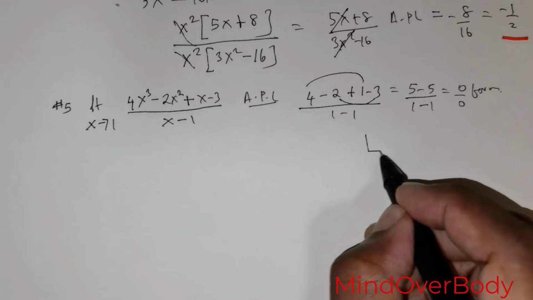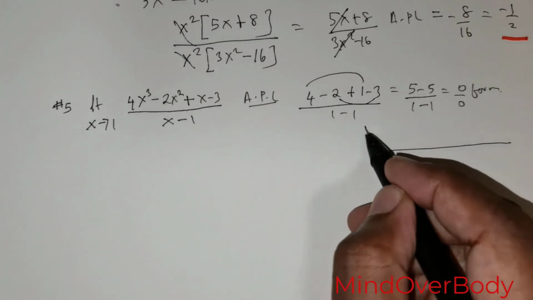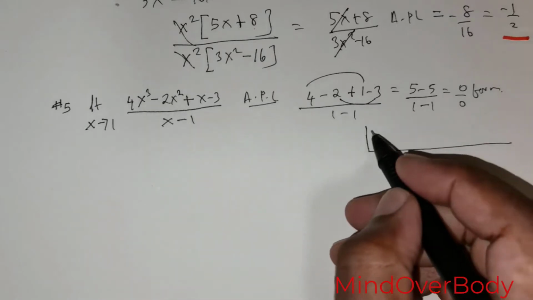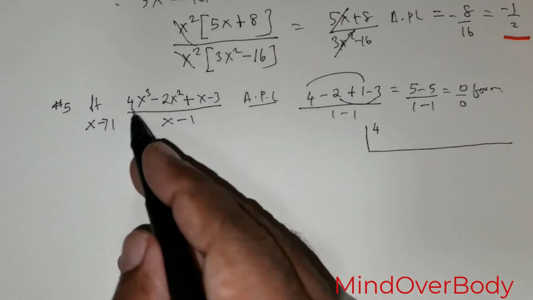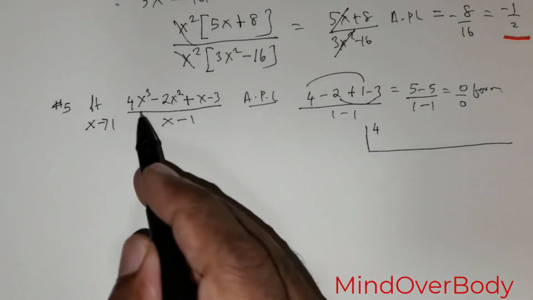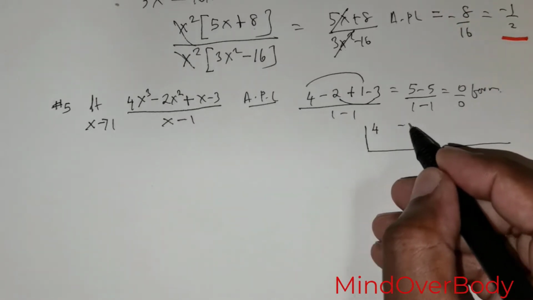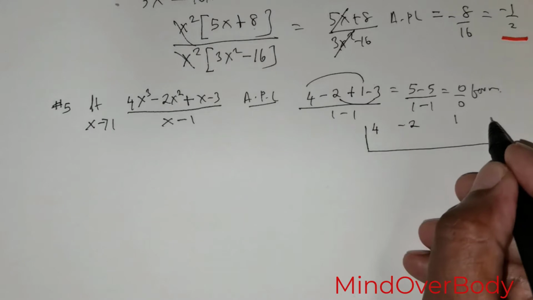Now what I wish to do is apply the concept of synthetic division in finding out the root. So I will just place 4 here, the coefficient of all the powers of x along with the constant term. So 4 followed by negative 2 and 1 and negative 3.